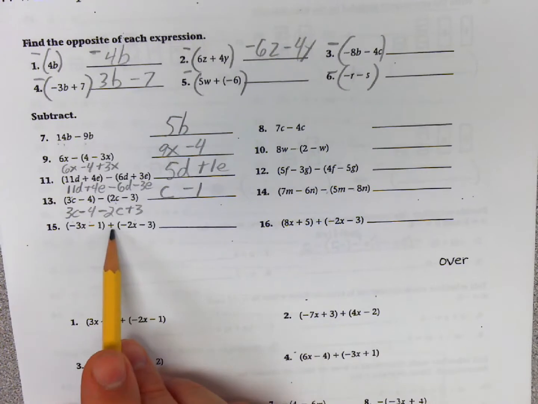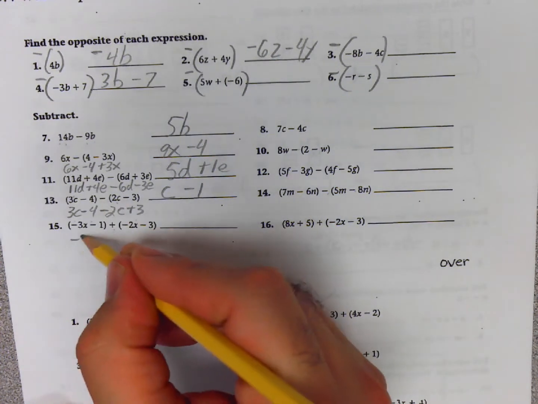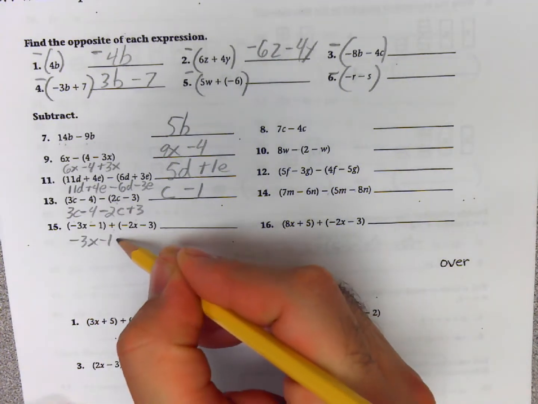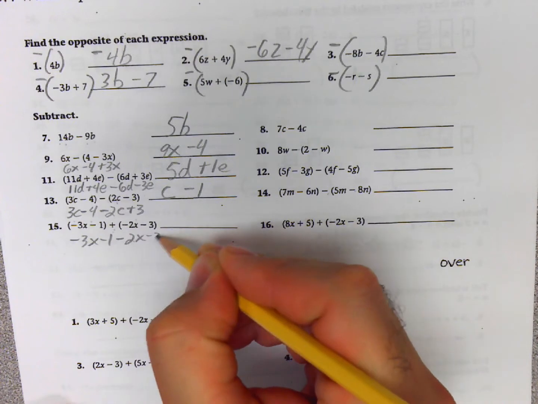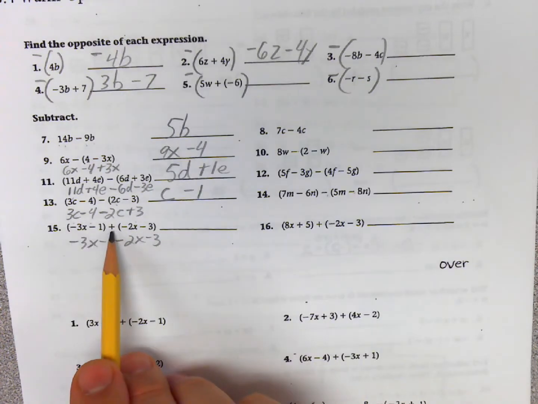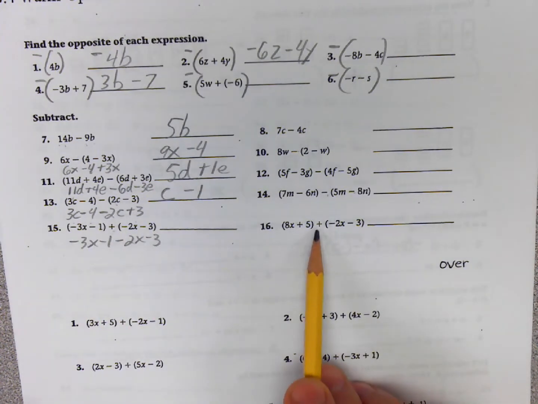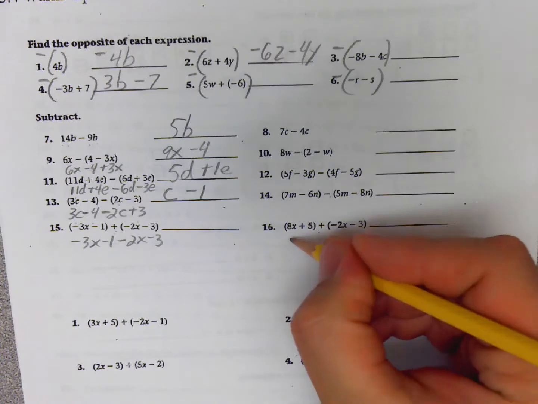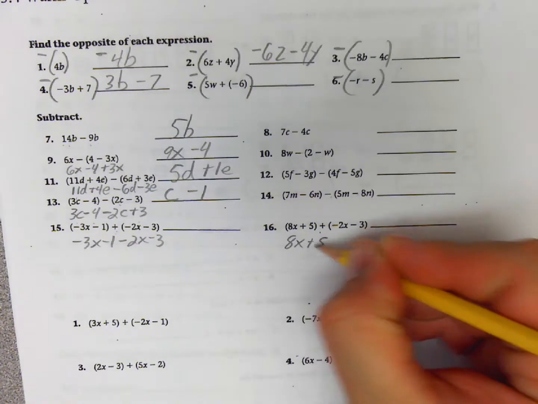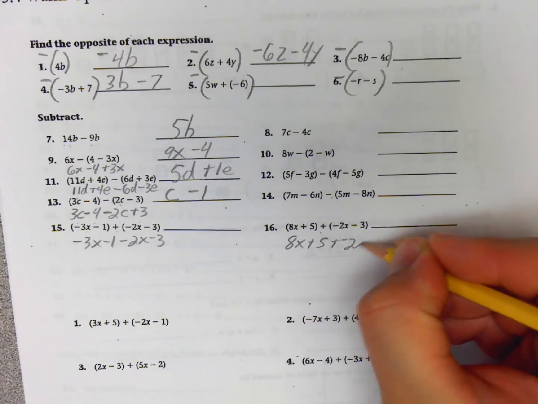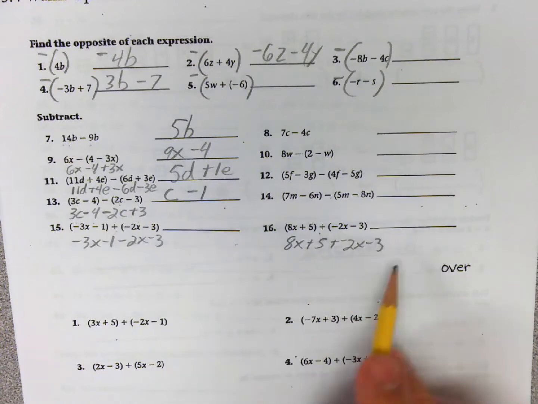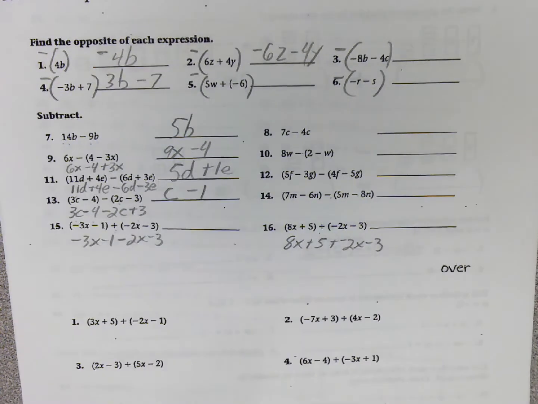Do you see this plus sign? I'm just leaving it as is. -3x minus 1 minus 2x minus 3. I don't need to change anything with the plus signs. The plus signs are good to go. I don't need to change anything if there's a plus sign. Okay? It stays as is. I can combine them as is. So don't change the plus signs.